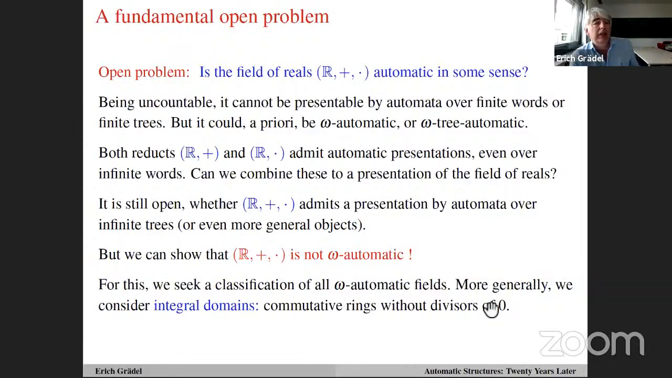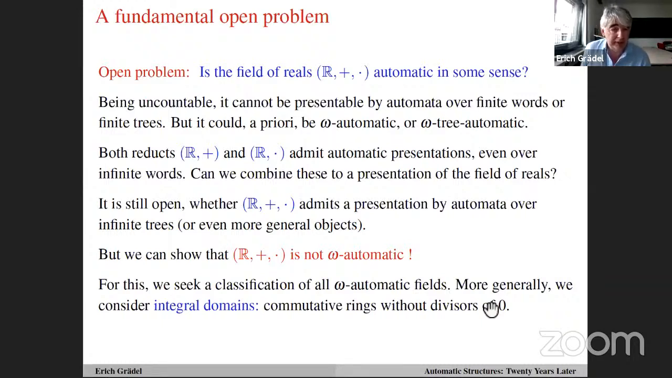Now, clearly, since this is an uncountable structure, it cannot be presentable by automata over finite words or finite trees, but it could a priori be omega automatic or omega tree automatic. And in fact, it is not difficult to see that both the additive and the multiplicative reduct do admit automatic presentations even over infinite words. So one might hope that we could combine these into a presentation of the entire field. And for the case of automata over infinite trees, or a more general object, this is still open.